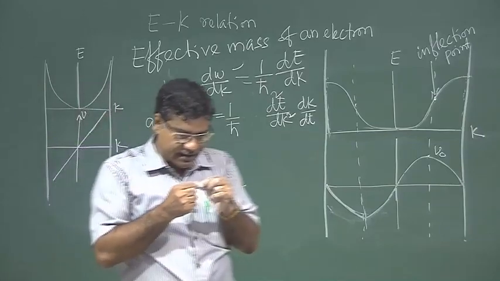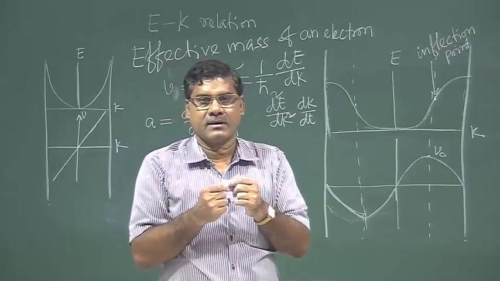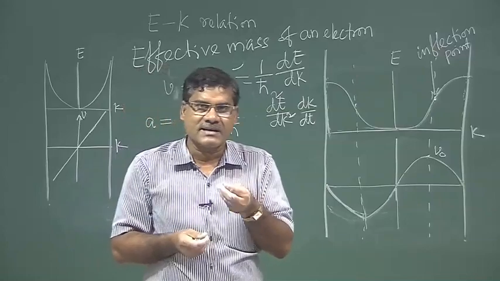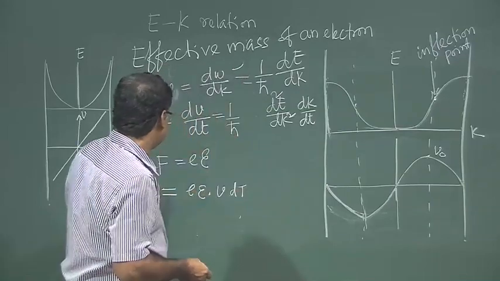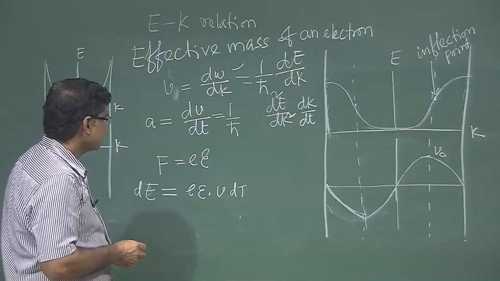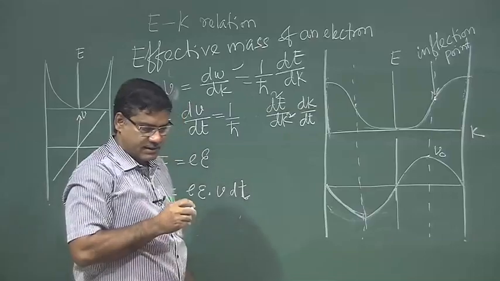So, when we apply electric field on electron moving with velocity v for short time dt, what will be the change of its energy? What energy will it gain? So, dE energy it will gain. So, you should write this.